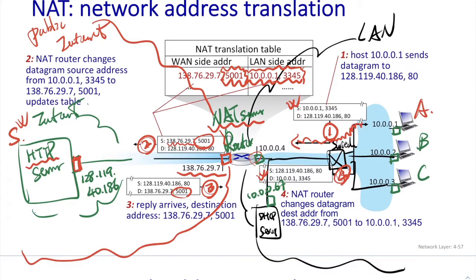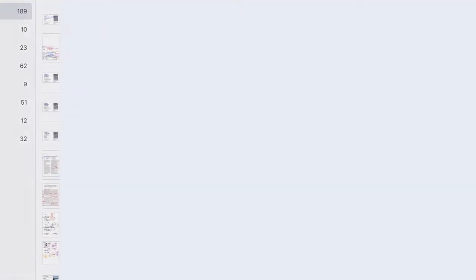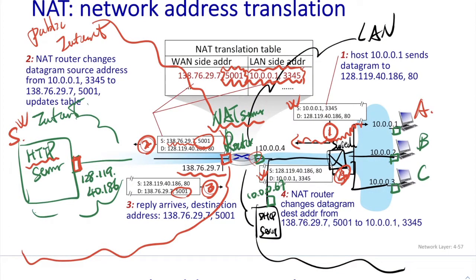So in this case, no matter how many different hosts you have in your private network, you can use different private IP addresses. As I mentioned before, use 10, class A, class B, or class C, no matter what kind of class you use, they can use a single public IP to communicate with the entire internet.